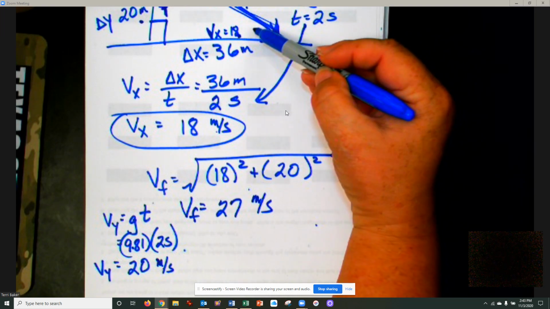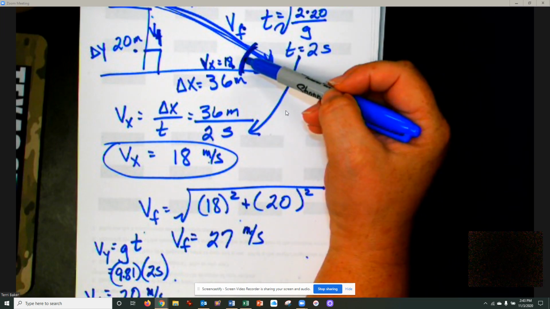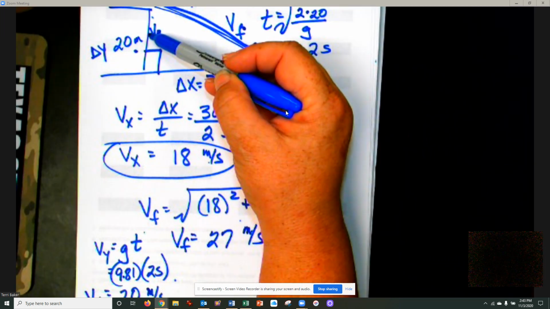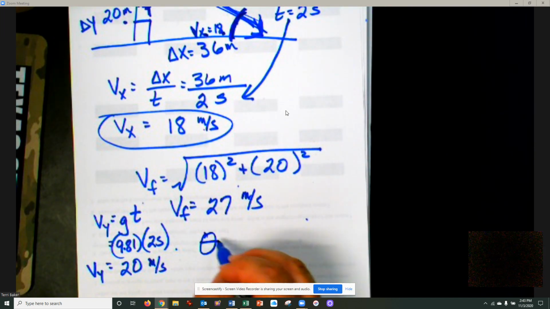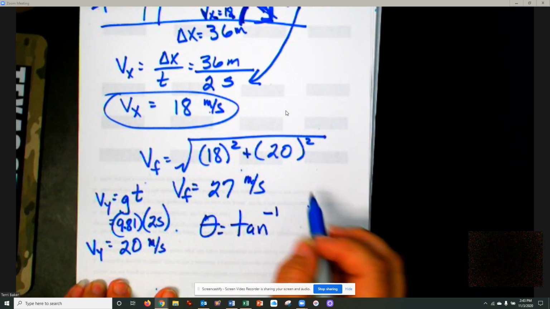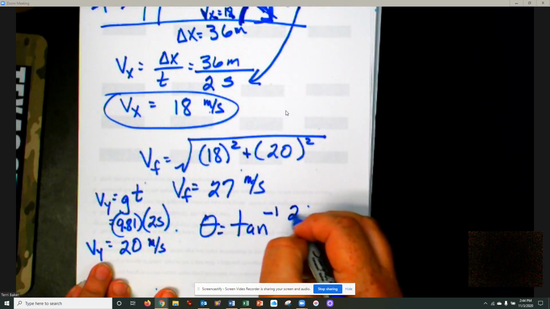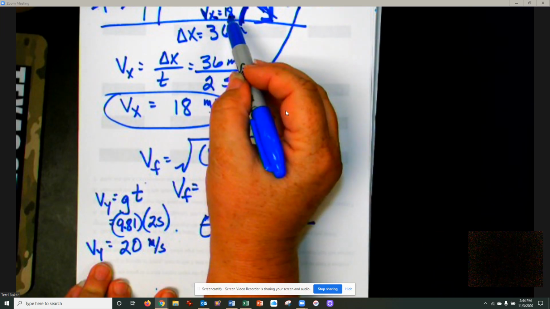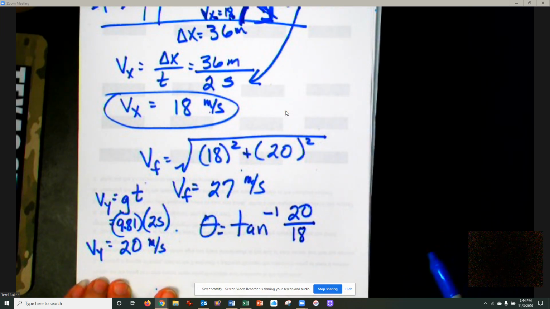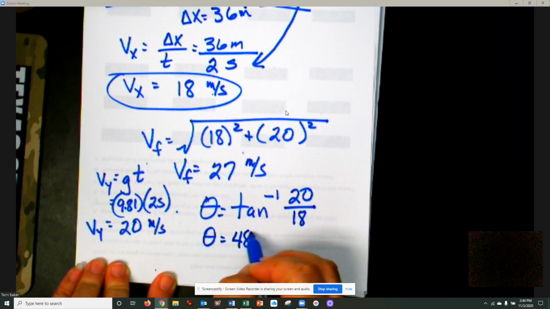Now, to find this angle. Okay. To find this angle, I know this velocity and I know this velocity. So theta is the inverse tan of the opposite, which is the y, the 20, over the adjacent, which is the 18. And if you punch it in correctly, theta will equal 48 degrees.